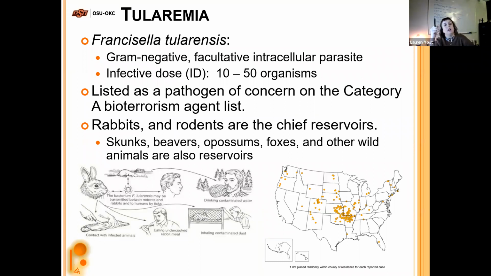So tularemia is caused by a bacteria called Francisella tularensis. This is a gram-negative facultative intracellular parasite. A facultative intracellular parasite is something that can live within cells, but doesn't have to live within cells. The infective dose is 10 to 50 organisms. What does that mean? That means it takes 10 to 50 of these bacterial cells to cause an active infection in an individual. This is listed as a pathogen of concern for bioterrorism, on the category A bioterrorism list. Rabbits and rodents are the reservoirs for it, as well as other mammals.